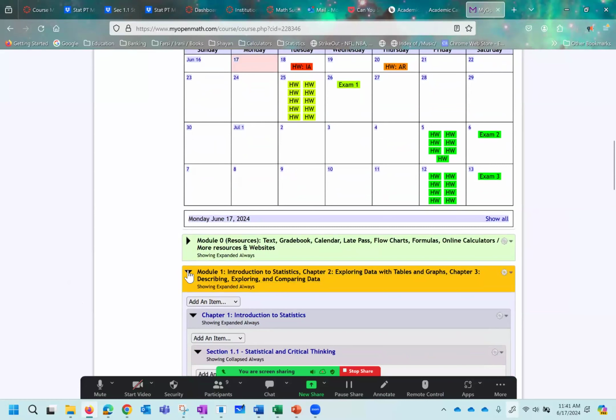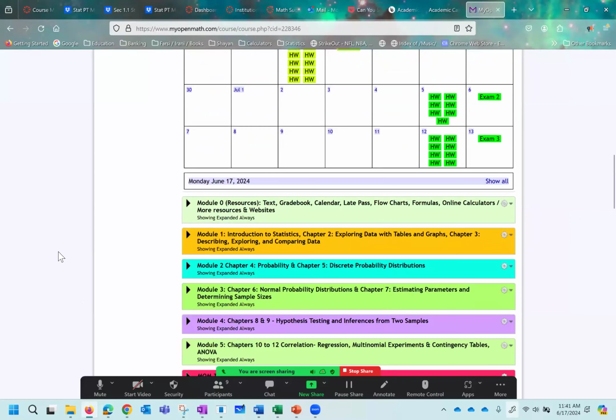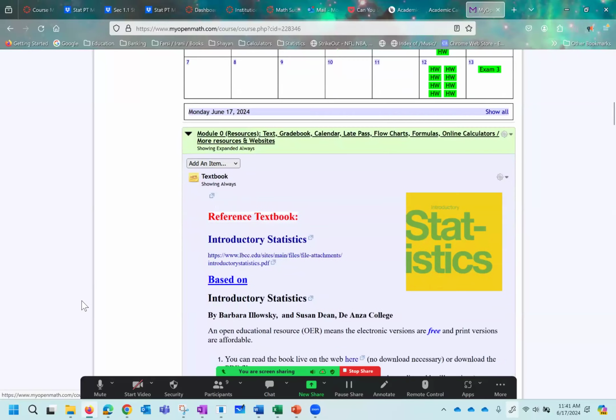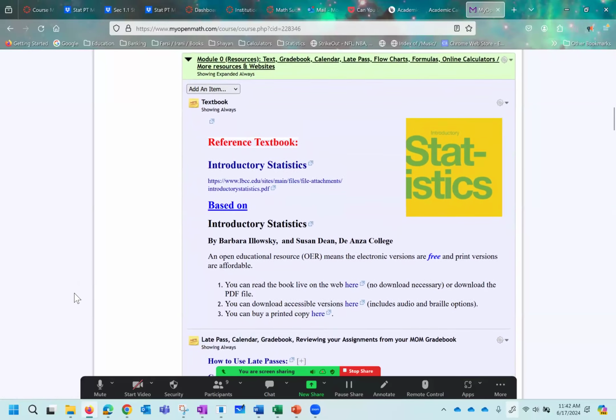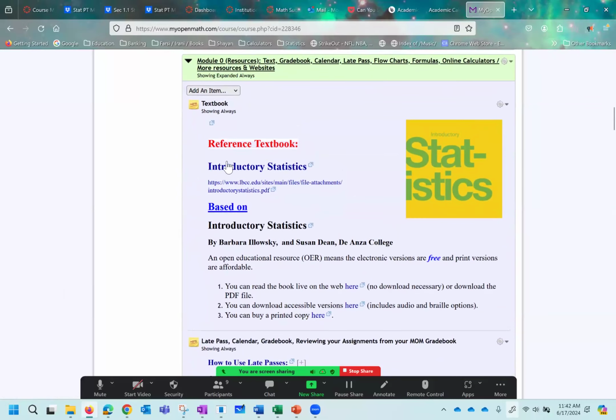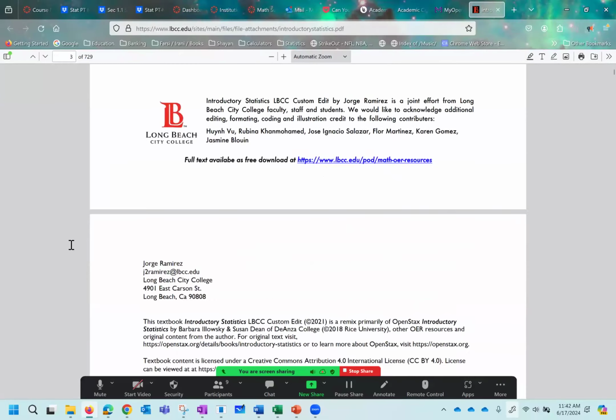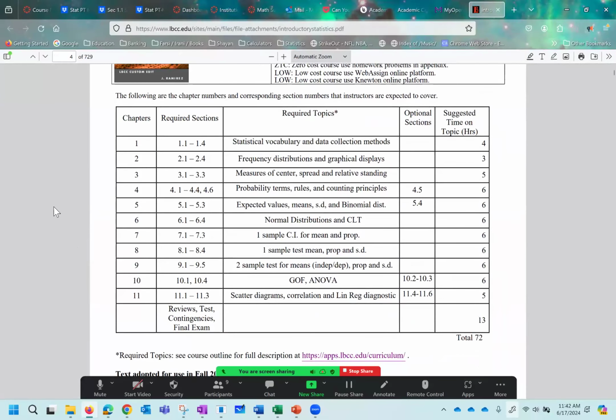Now, when we scroll down, we see module 0, then modules 1, 2, 3, 4, 5. Modules 1 through 5 are the same as modules 1 through 5 in Canvas, except over here you do your homework. But what is module 0? Module 0 would be the resources. First, here's the text, and the sections and so forth.